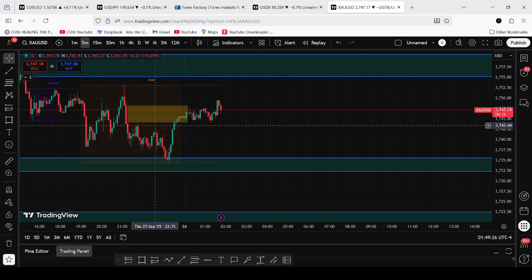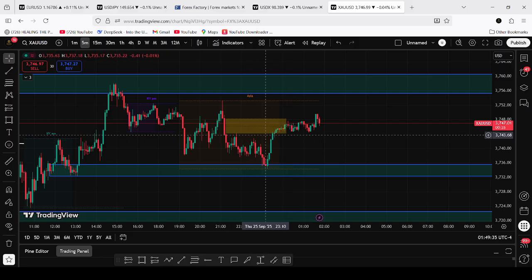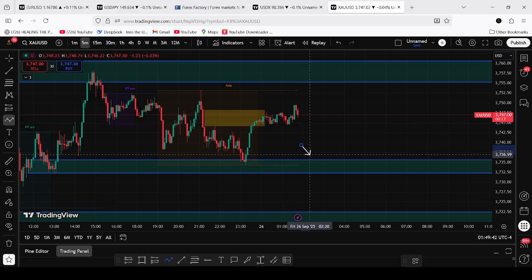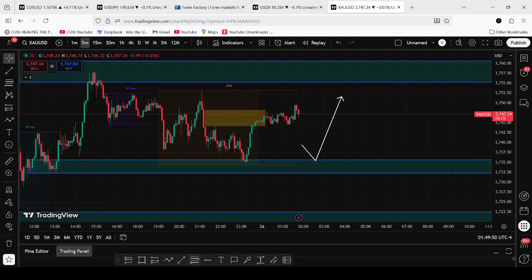For me, I can see a change of character at this point, and these are internal liquidity, the internal structures for the lower time frame. So for me, I'm waiting for the market to come to this zone so that I can have a selling opportunity or a buying opportunity as the market comes to this point.